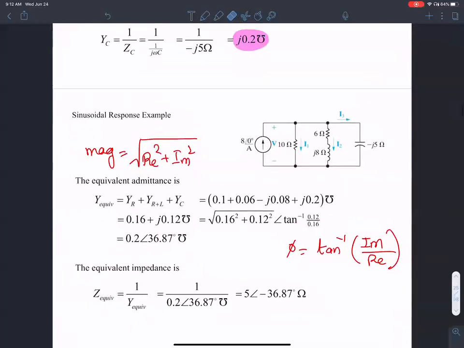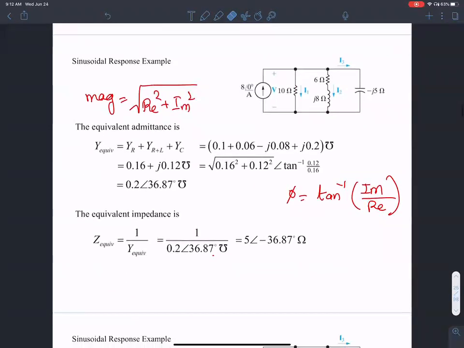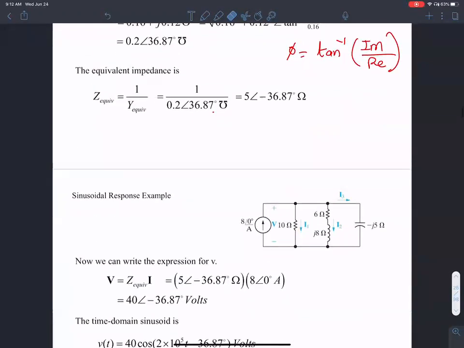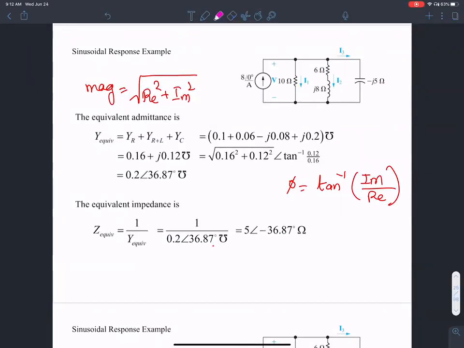So what I can do is take 1 over 0.2 angle 36.87. And when you take the reciprocal of that, you get 5 angle negative 36.87. So that's how you would calculate the Z impedance. Z equivalent is the effective impedance, the equivalent impedance.